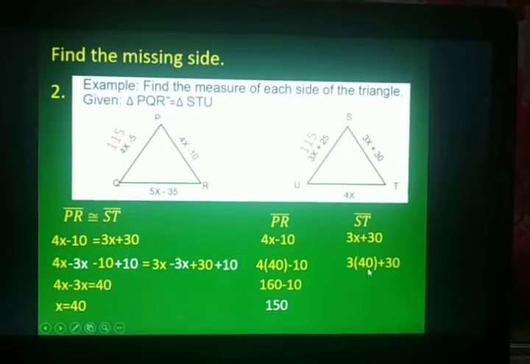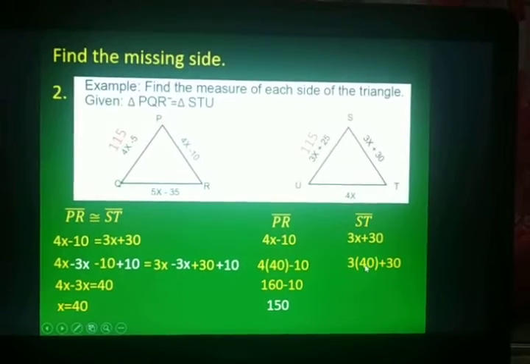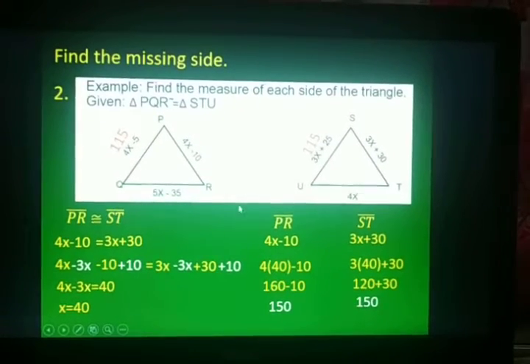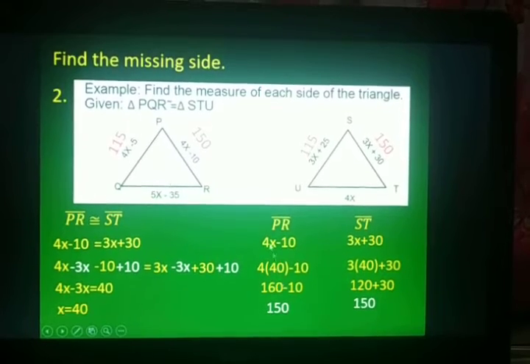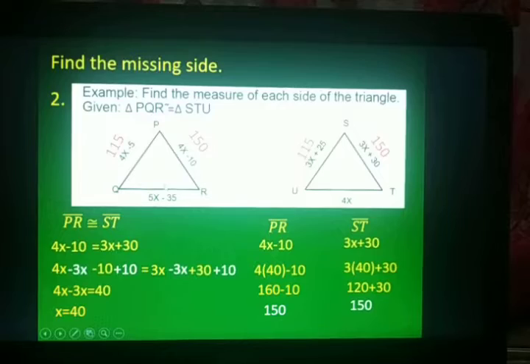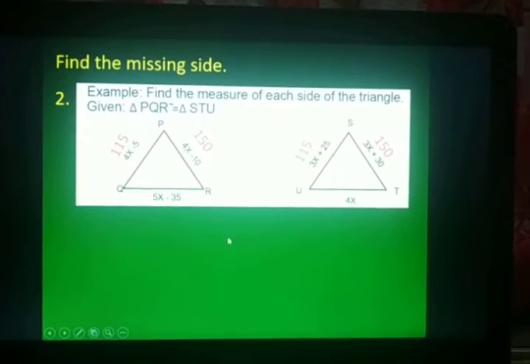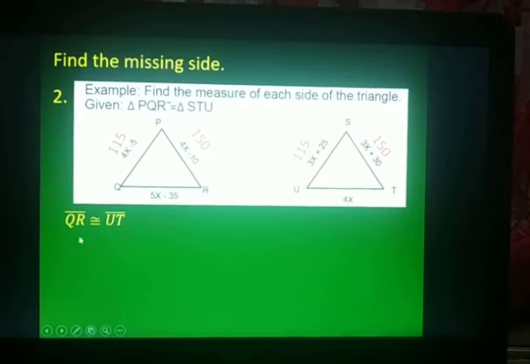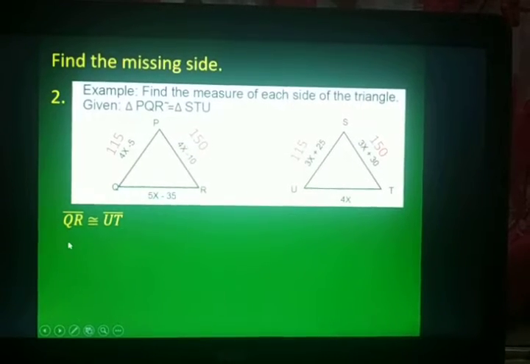3 times 40 plus 30. 3 times 40 is 120. Plus 30, that's 150 also. So, these sides, you can see, are equal. So, last, side QR and side UT. There, side QR is congruent to side UT. QR is 5x minus 35 and UT is 4x.